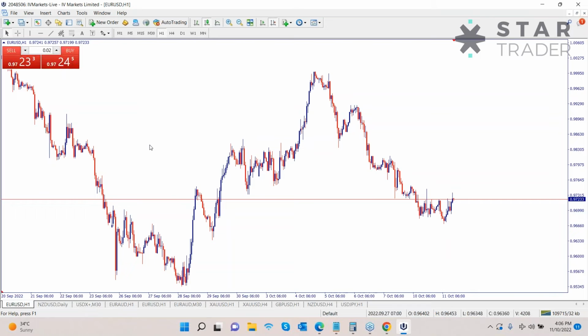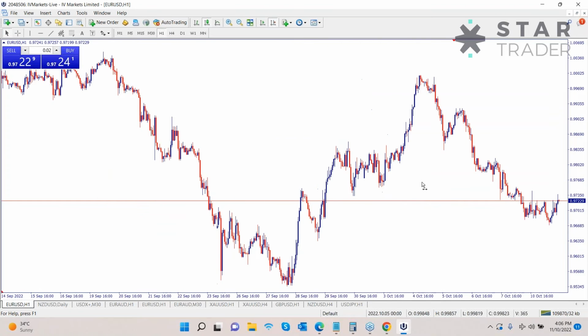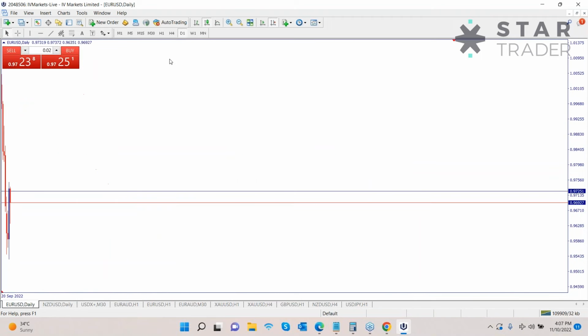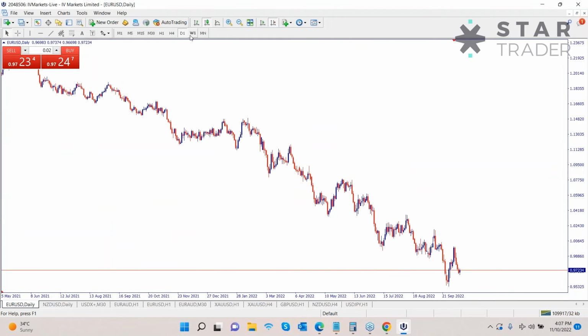So now let's start with our topic. This is the template which I really want. This is my favorite template. As you can see, we have a lot of toolbars, and over here we have the time frames.